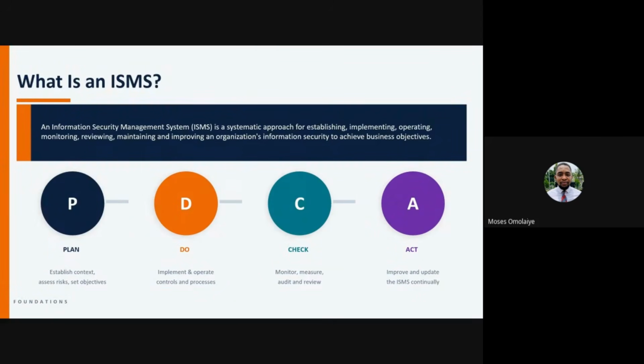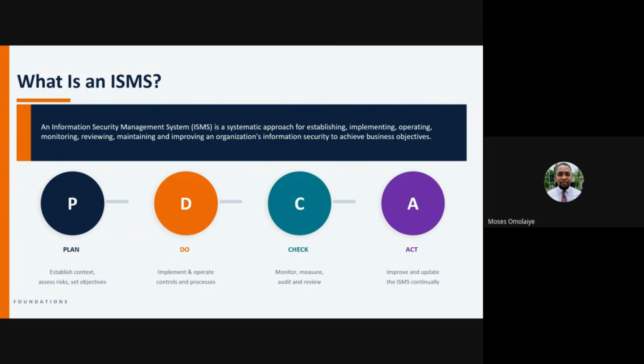Then you do. Based on the risk assessment, context establishment, and setting of objectives, you implement the ISMS, then you operate the controls that you have put in place and the processes. Now, how did you get the right controls to use? During the risk assessments, context establishment and objective setting, you would see that you can choose the controls and processes to help achieve those objectives.